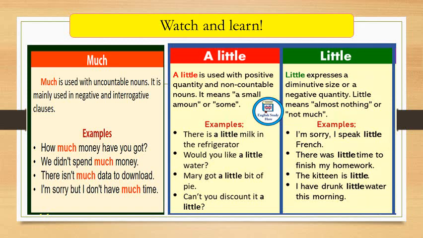A little and little are the most confusing words in the English language. We have a little, and few with a few. What is the difference between a little and little? In fact, both of them are used with uncountable nouns. A little gives us a positive idea that there is a little, but it's enough. It gives us a positive meaning.